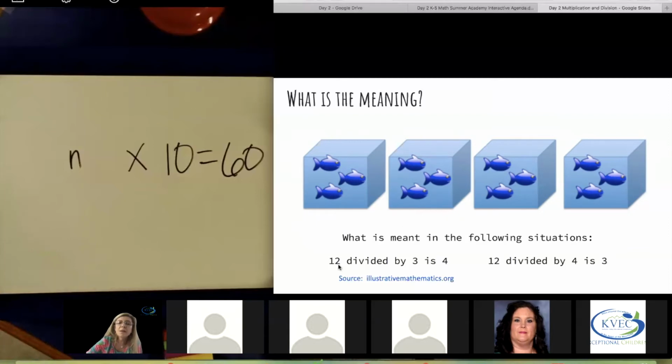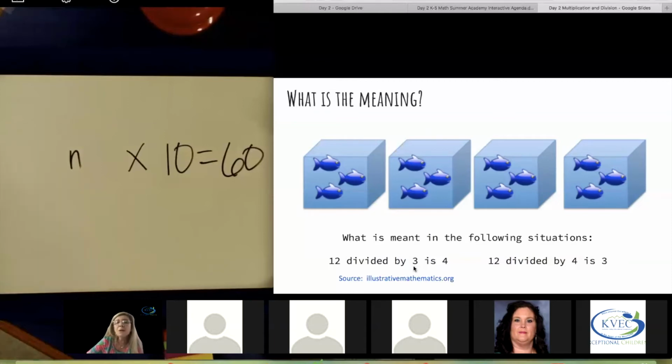So if we said 12 divided by 3 is 4, what's the 12 representing? That's the quotient, or the total. Right, that's the 12 fish. And they're divided by 3. What's the 3 represent? It's not the number of groups, right? That'd be how many fish were in each group. Yes, that's how many fish are in each group.